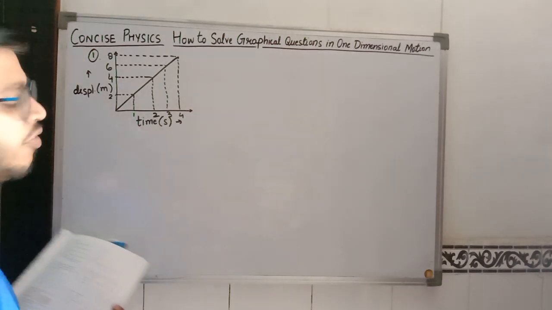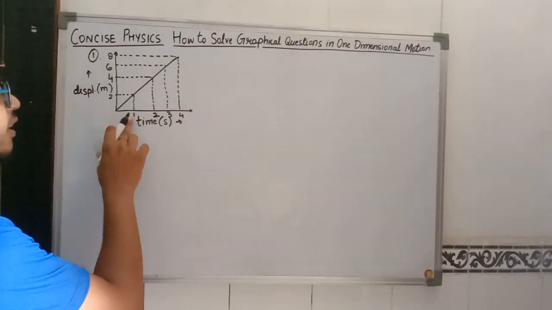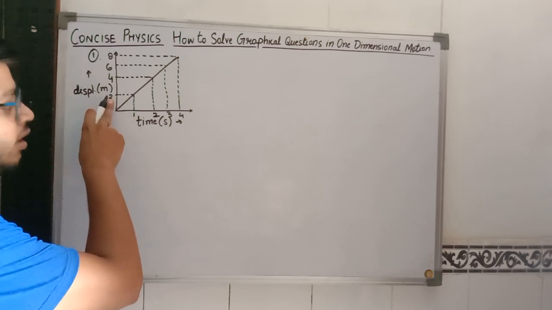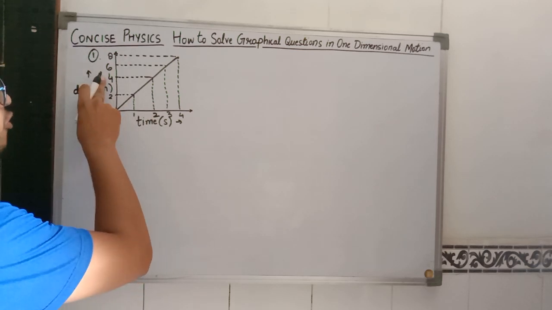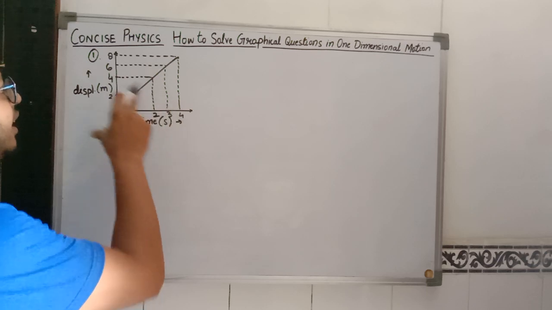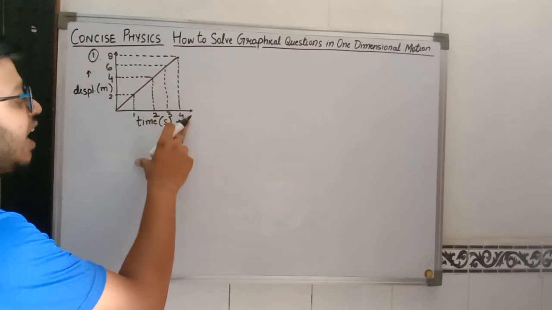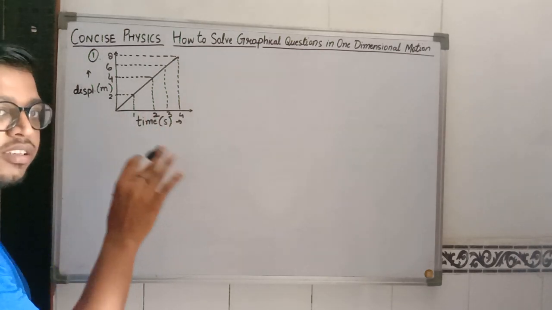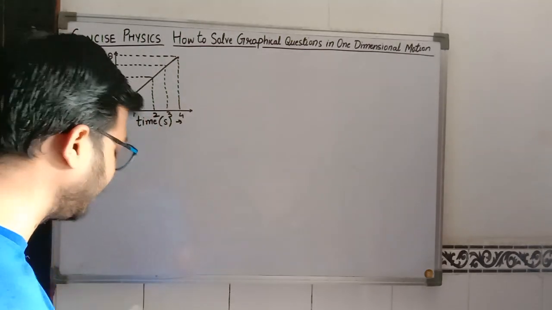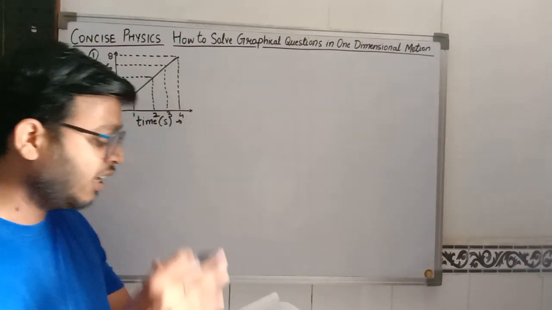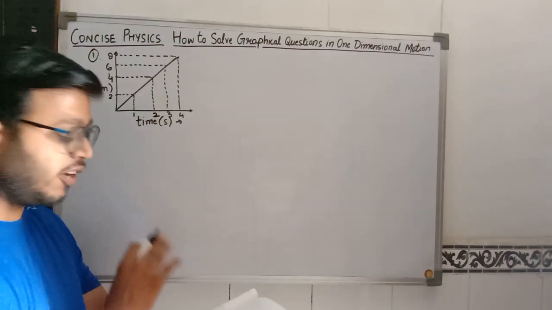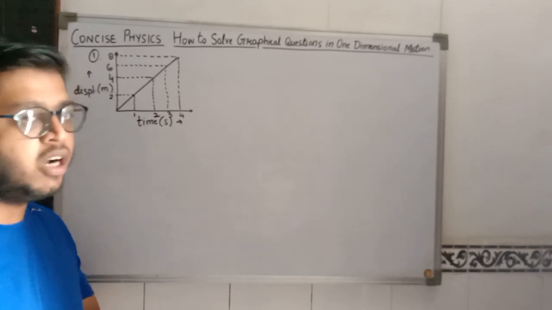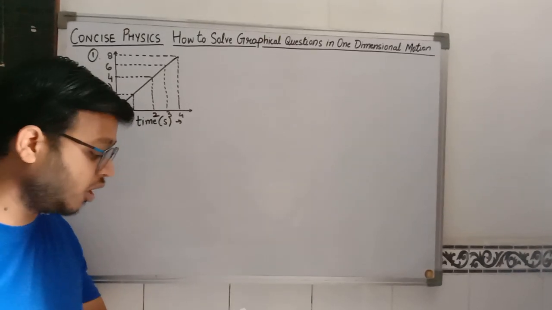So from this graph it is very clear that the displacement of the object at 1 second is 2 meter, at 2 second 4 meter, at 3 second 6 meter, at 4 second 8 meter. So from the graph, the relationship between displacement and time is very clear. The question is saying that figure A, this is figure A, shows the displacement time graph for the motion of a body.